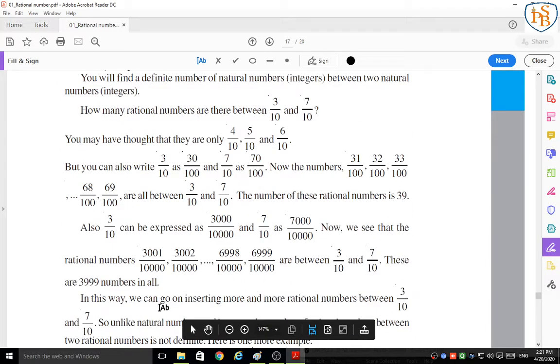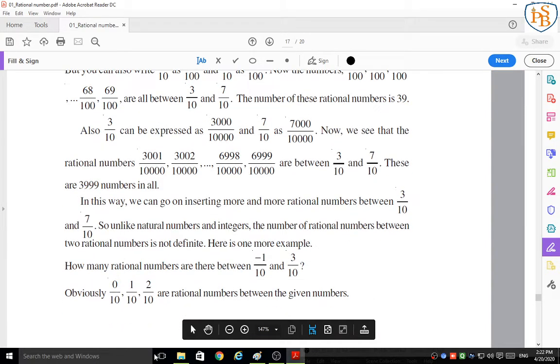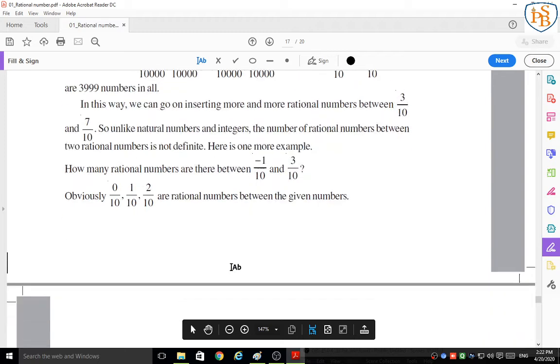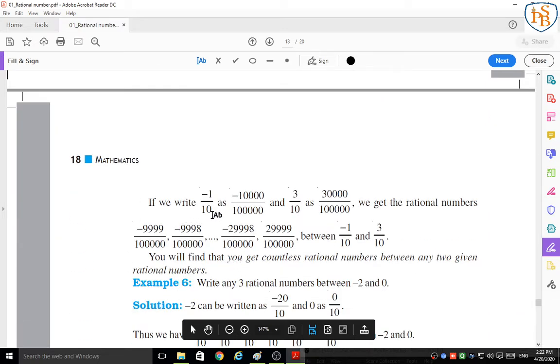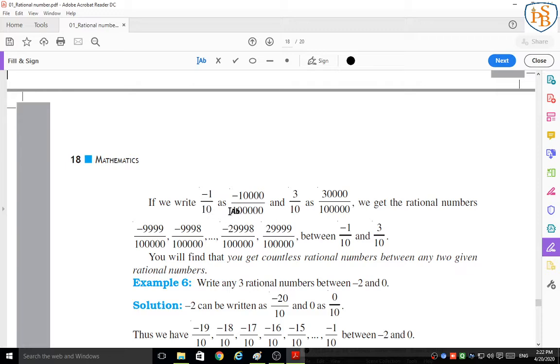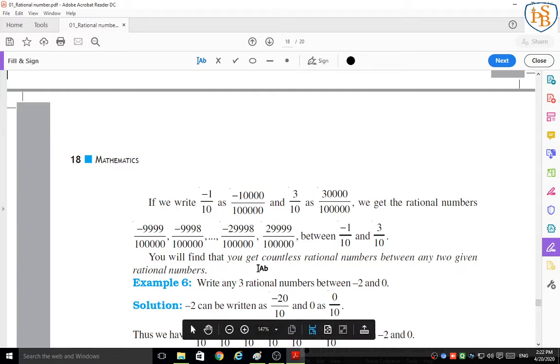Okay, so there are so many rational numbers between two numbers, and to solve the examples we have to find out some 2 or 3 rational numbers. Okay, how many rational numbers are there between negative 1 upon 10 and 3 upon 10? Obviously 0 upon 10, 1 upon 10, 2 upon 10 are rational numbers between the given numbers. If we write, as in the above example, negative 1 upon 10 as negative 10,000 upon 1 lakh, in that way we get countless rational numbers between any two given rational numbers.